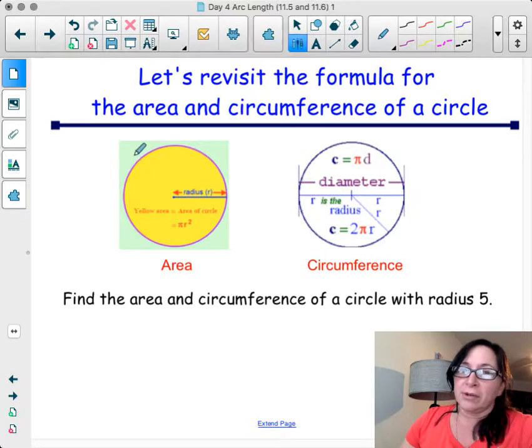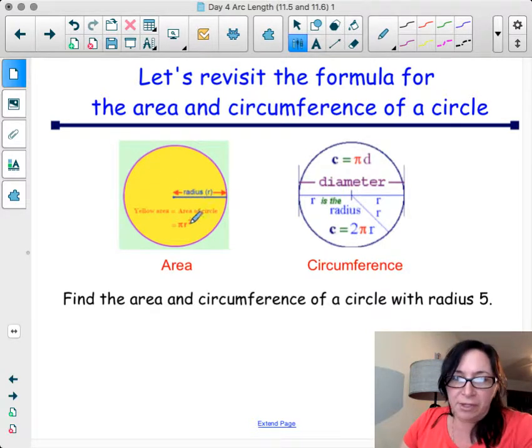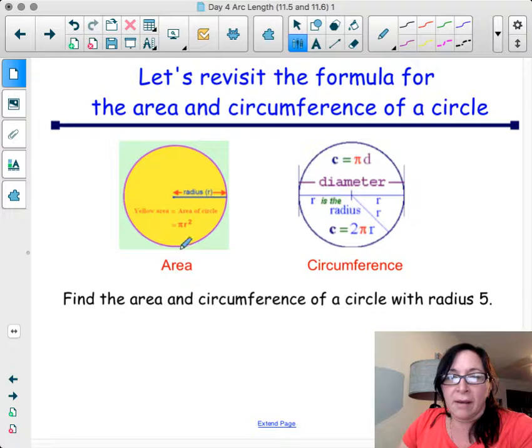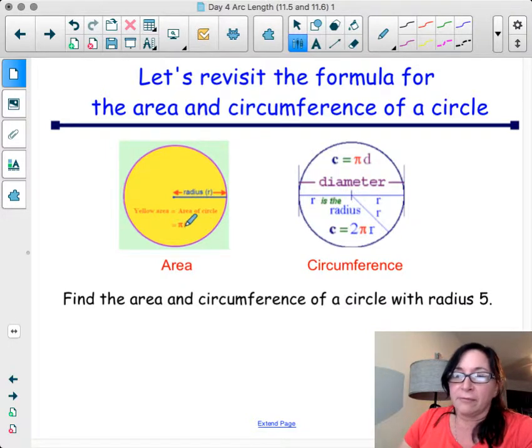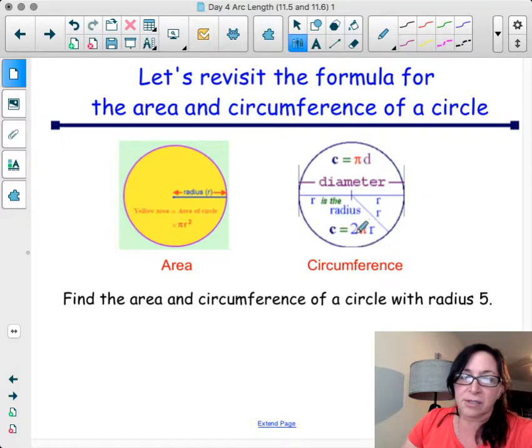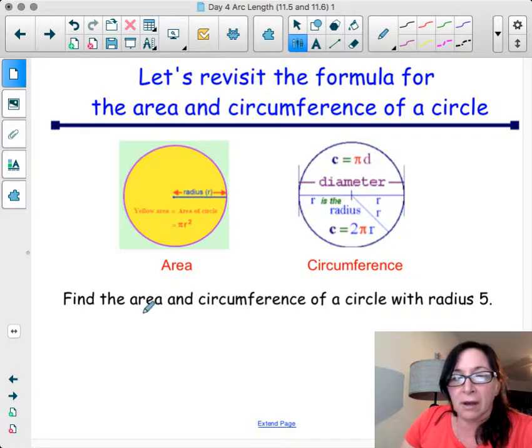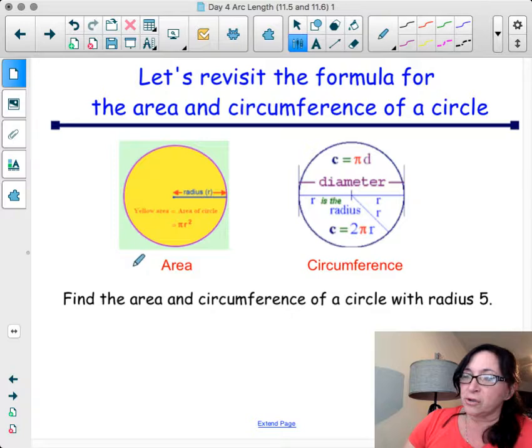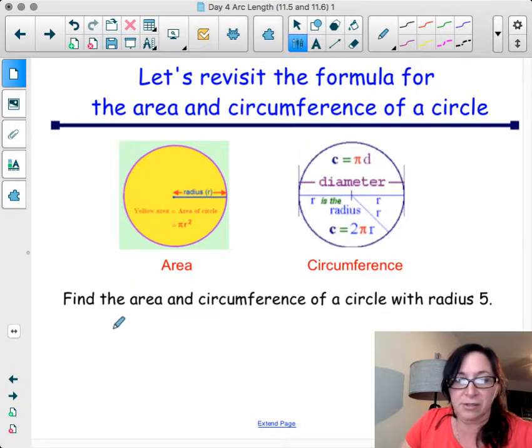So yesterday we learned about area and circumference of a circle. Remember, the area is pi r squared for the formula, and you're trying to find the area inside of the circle, and the circumference is the distance around the circle. For our first problem, we're going to find the area and circumference of a circle that has a radius of 5, just as review.